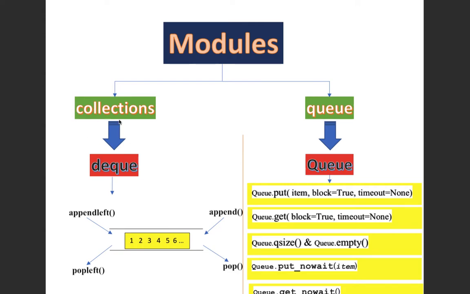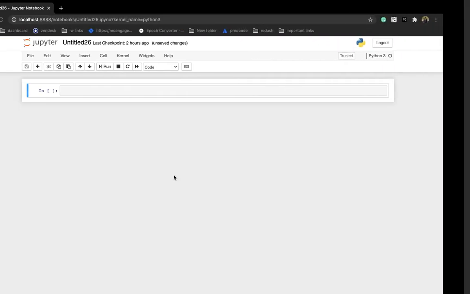So today we're going to see how we can implement a queue using the collections and queue modules. Inside the collections module there is a class called deque, and inside the queue module there is a class called Queue. With the help of these two classes we're going to implement a queue, right? So let's head over to Jupyter Notebook.